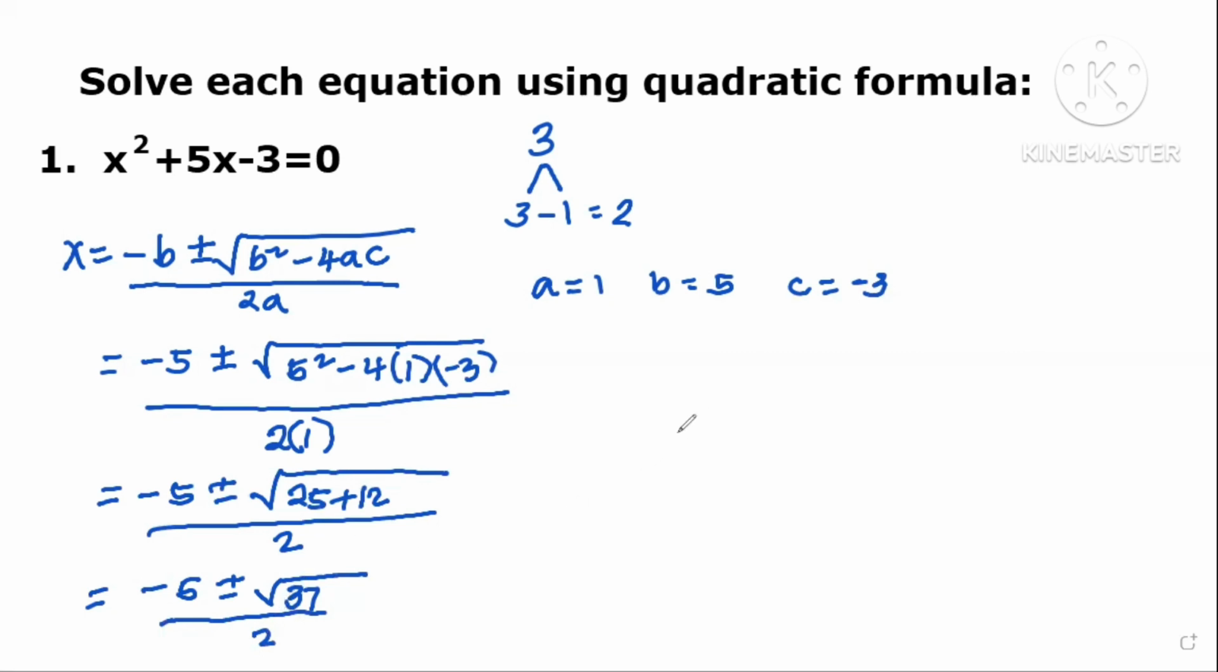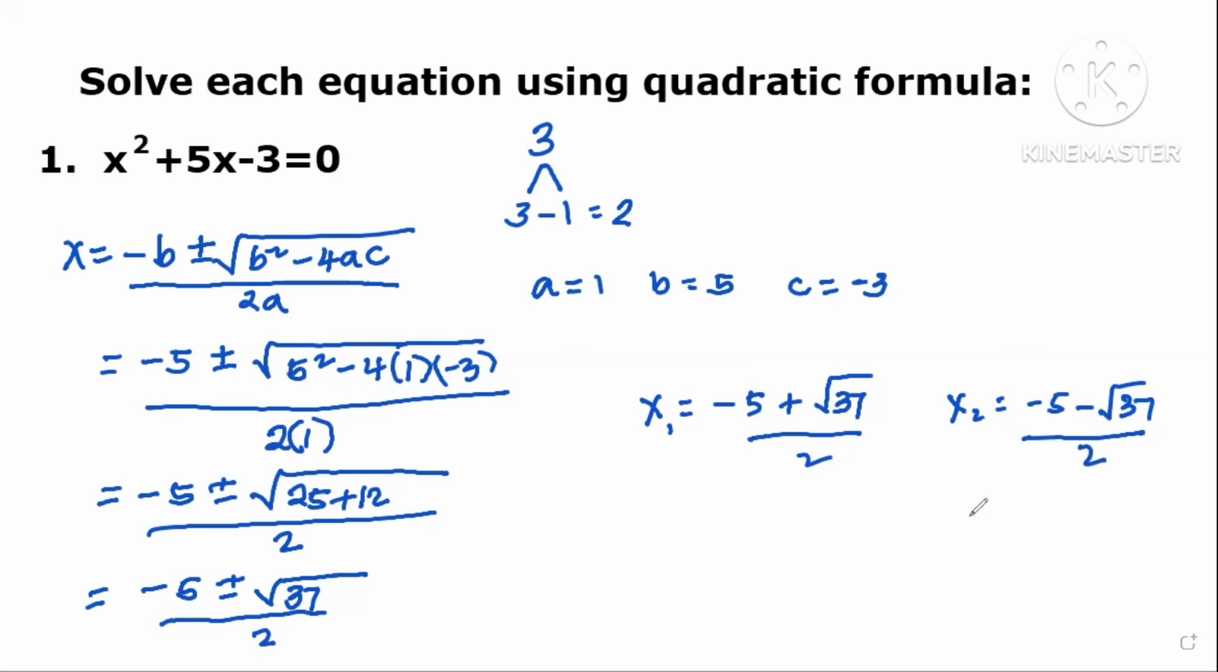So what are the two solutions? We have x is equal to negative 5, isang plus, no? Square root of 37 over 2. Lagyan natin ng x sub 1 yan. That's the first solution. And then x sub 2 is equal to negative 5 saka minus square root of 37 over 2.